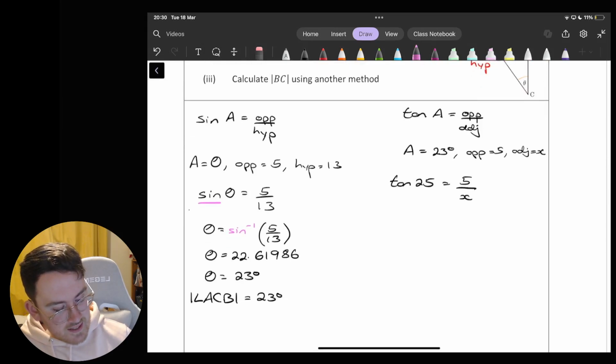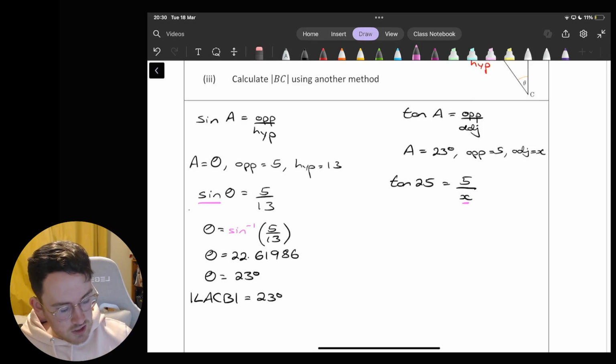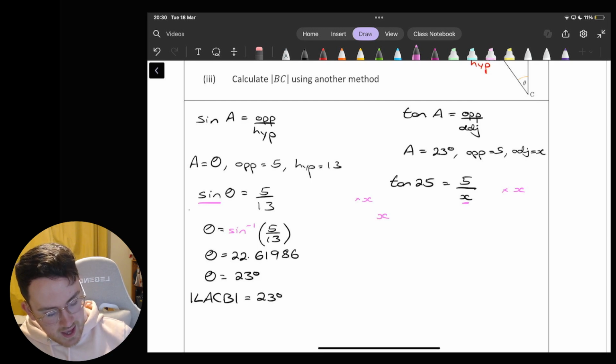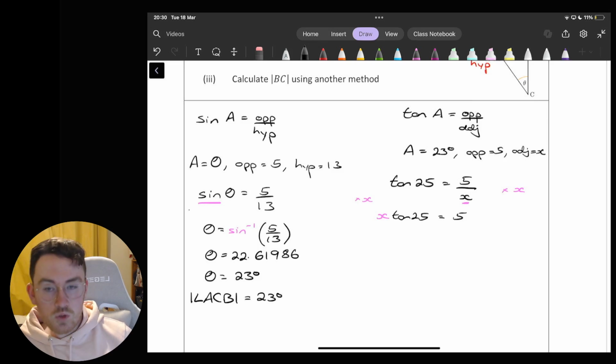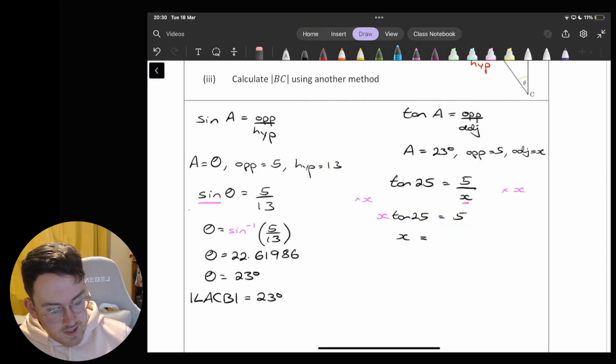Now here, I would like to isolate x, ideally getting it on its own on the main line of the equation. So let's multiply both sides by x. That's going to give me x tan 25 equals 5. I could work out what tan 25 is here, but I also don't have to. Because I want to get x on its own, I'm going to need to eliminate anything else around it, and the main thing I can see there is the tan 25. So we're going to divide both sides by tan 25.